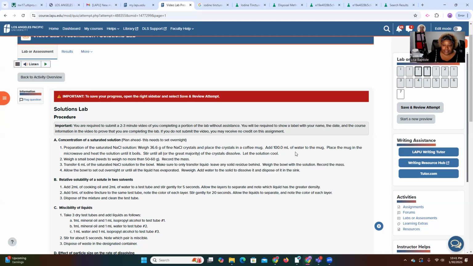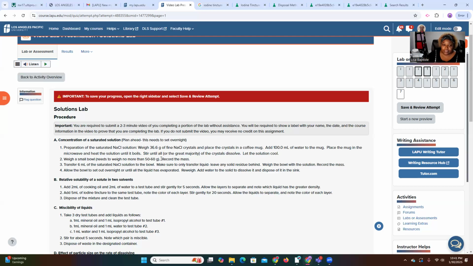And so you're going to put that into the mug, and then you place the mug in the microwave. Heat the solution until it boils. Keep in mind, when you've heated the solution until it boils, that mug is going to be hot. So you want to make sure that you use an oven mitt or some kind of protection so that you don't burn your fingers. Okay, taking the mug out of the microwave.